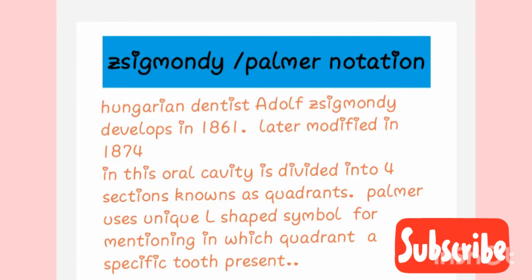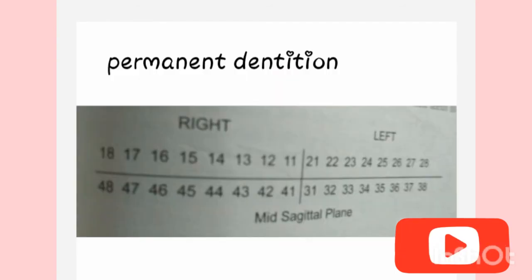Okay. Next is the Zsigmondy Palmer system. Sorry, I forgot to tell you about the advantages of the FDA system. The FDA system is followed internationally, and this is the only notation which is perfect for the visual and computer sense, and it is also easy for verbal communication and incorporated in computer languages.